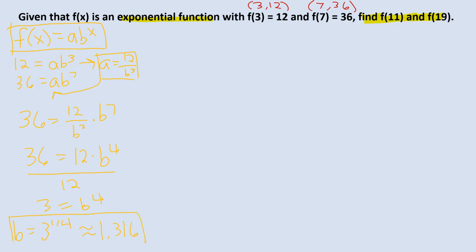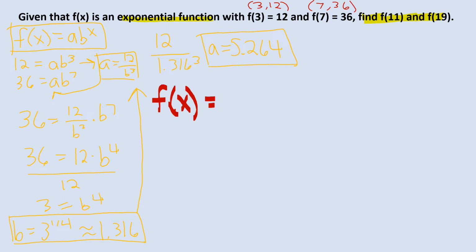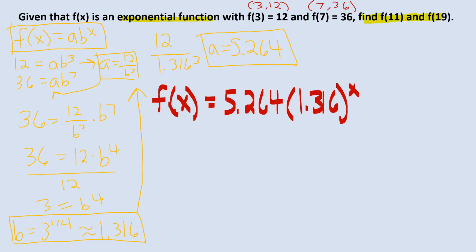So we have solved for our b, and we're going to plug that back into this equation up here, which will give us a equals 12 over 1.316 to the third, which is 5.264. Now that we have our a and b, we are going to put them into our equation for an exponential function, which is going to give us f of x equals 5.264 times 1.316 to the x power.